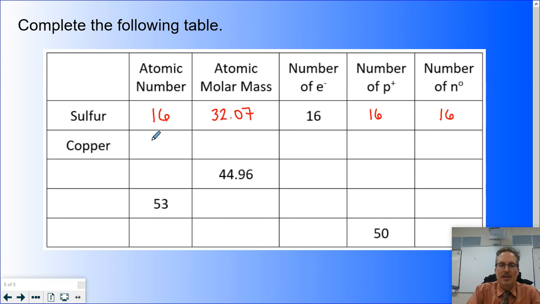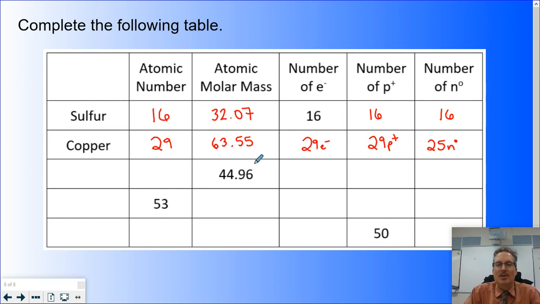So copper is element number 29, which means copper atom has 29 protons, 29 electrons, and when I look up the mass number, it's 63.55. So protons plus neutrons equals rounded number, which is 64. 29 plus what equals 64? That is going to be 25 neutrons. You'll notice I'm just starting to put the symbols in, just getting you used to it.